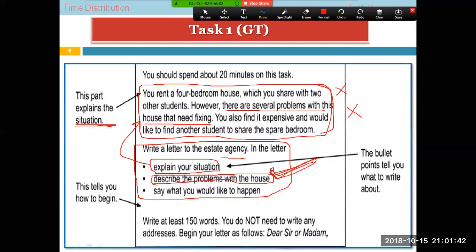Okay, so today we'll do some practice exercises to cover all these points that I'm mentioning right now. Then next is say what you would like to happen. This is a general statement about such letters. Say what you would like to happen means what do you actually want, why you are writing this letter.